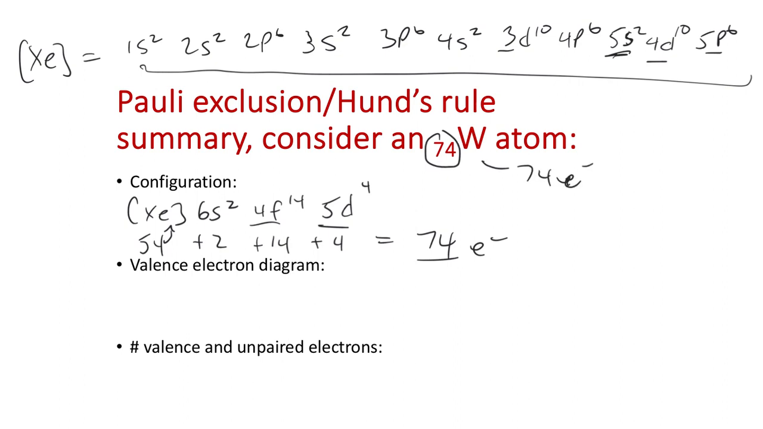So tungsten 74 should have 74 electrons. So if you get a big element on the test, like this, just do a quick double check. Just count the electrons that you assigned, compare it to the number you should get based on the periodic table placement of the element. So that gives us a 5D4.